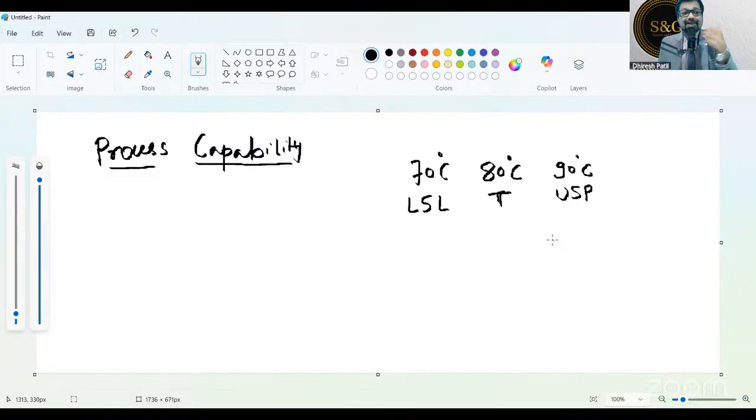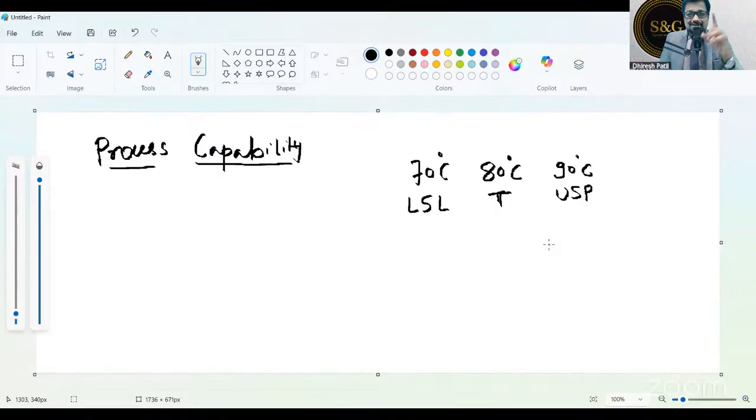Specification limits are nothing but customer requirements converted into the process language. Understand this. Customer will say, मुझे गरम चाय चाहिए. I want a hot, refreshing cup of tea. But the process will not understand. Yes, thank you very much, Santosh ji, for the correction. This is a very important correction.